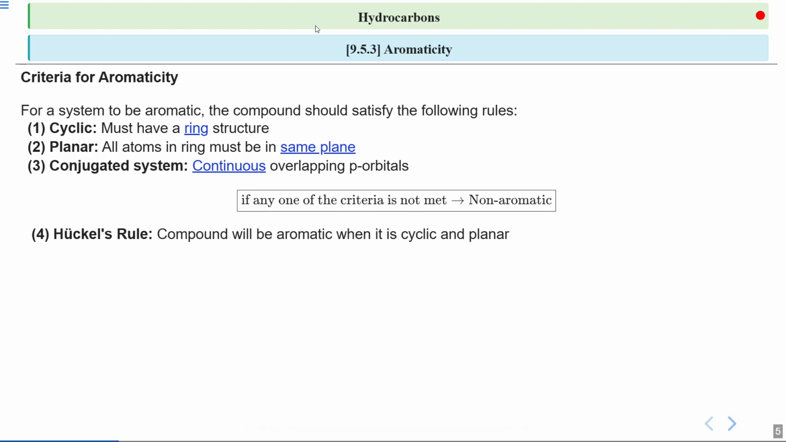Otherwise, it is non-aromatic. Now, the fourth rule, which is Huckel's rule. A compound will be aromatic only if it is cyclic and planar. So this is for sure, and it should have conjugation. Apart from that, for aromaticity, the compound should possess 4n plus 2 pi electrons in the ring, where n is a positive integer. Pi electrons are those found in double bonds or lone pairs that can participate in delocalization. For example, benzene has 6 pi electrons. As I said, n is a positive integer, so it can be 0, 1, 2 and so on.